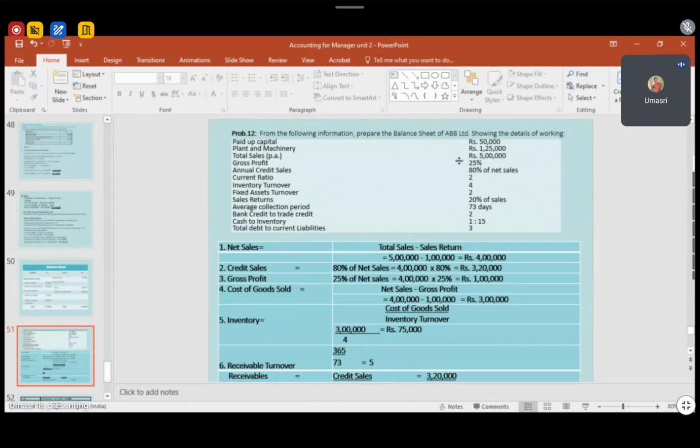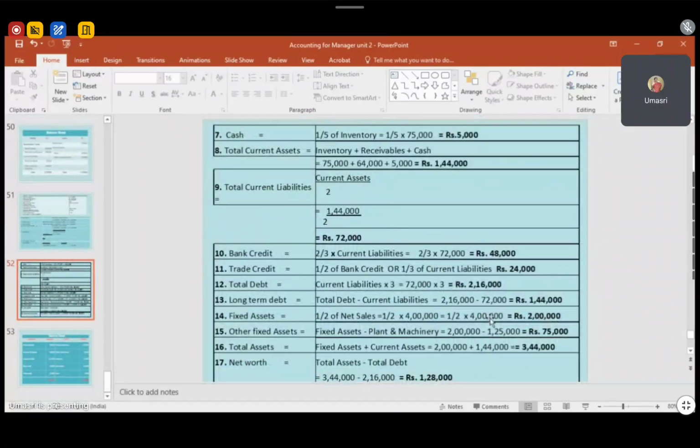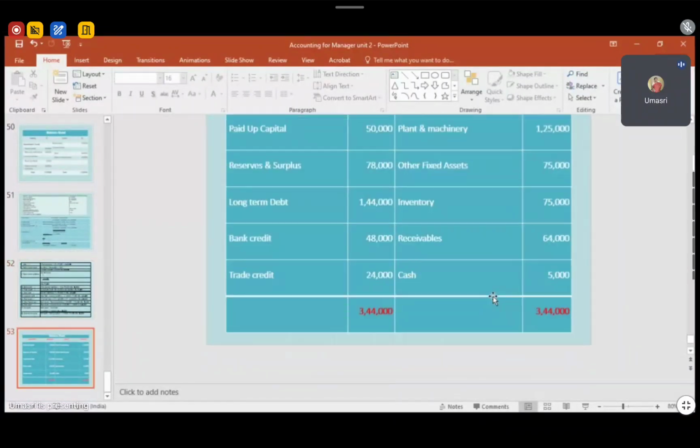Paid up capital, plant and machinery, sales, gross profit, annual credit sales, turnover ratio, fixed assets turnover ratio, sales return. So this is the information available. Within this information, you have to bring it from one another, right? See here, I have calculated all these things.